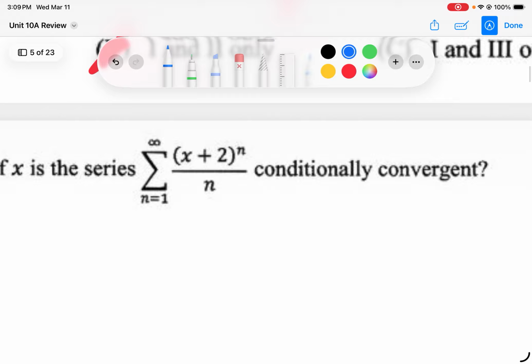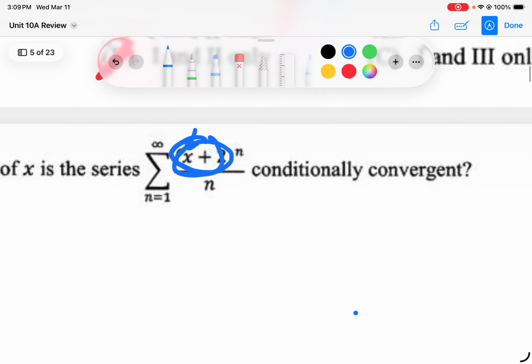So what is this one? I want to see where this is conditionally convergent. I could guess some numbers, but it's going to be hard. It's conditionally convergent exactly when this is -1. If this was -1 to the n, that makes it alternate and be conditionally convergent. So pretend we don't know that.